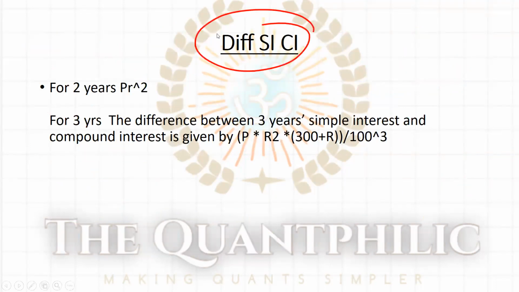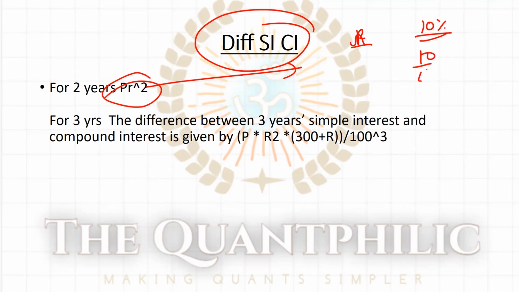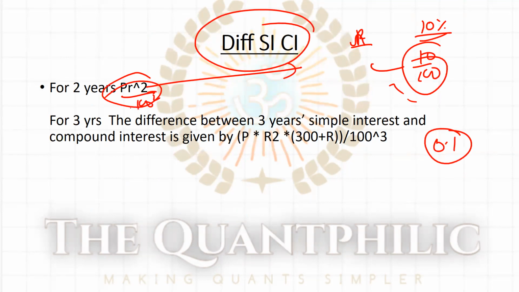This is one of the most important differences in SI and CI. Although you can get this by formula, the first important thing I'll say is you can also avoid this. If the rate of interest is 10%, then instead of taking 10 by 100 everywhere, you directly take 0.1. That's why I've skipped the 100 square over here, because I always take R by 100 in this calculation. So if interest was 10, my R is basically 0.1.